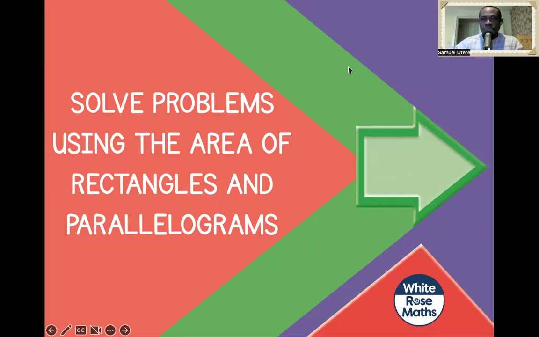So, in your previous lesson, you learned about order of operations, otherwise called BIDMAS. And you learned that B stands for brackets, I for indices or taking roots of a number. And you're going to see that even in this lesson, we're going to make use of roots. And then D for division and multiplication, which have the same order, and then addition and subtraction, which have the same order. In today's lesson, you're going to learn how to solve problems using the area of rectangles and parallelograms.